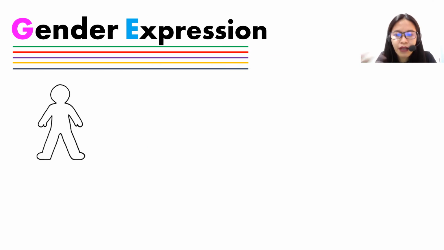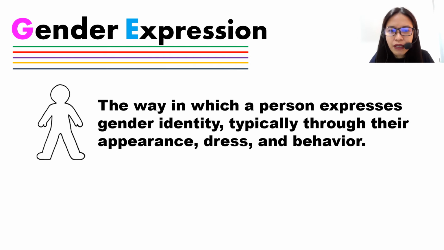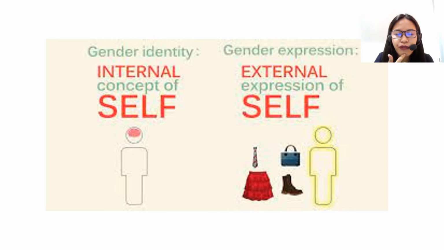And so to understand everything, earlier we were talking about the heart and the brain, and we will now be talking about your gender expression, or how you express yourself as who you are. And this is what we call a matter of our body characteristics, or how we reflect it in our body. Gender expression is the way in which a person expresses gender identity, typically through their appearance, their dress, and their behavior. And so, if you are expressing your internal self, okay, we call that gender expression.